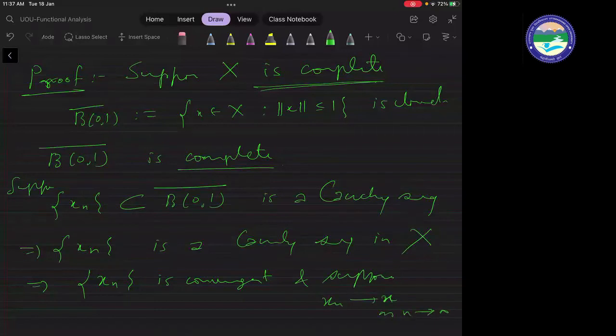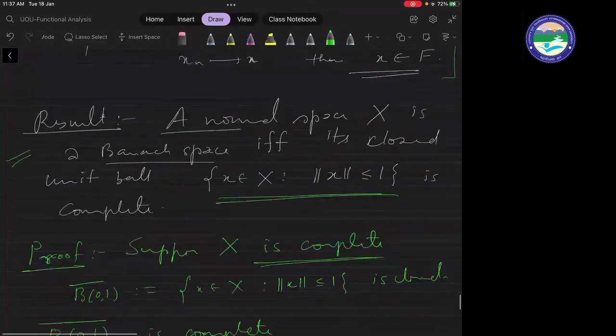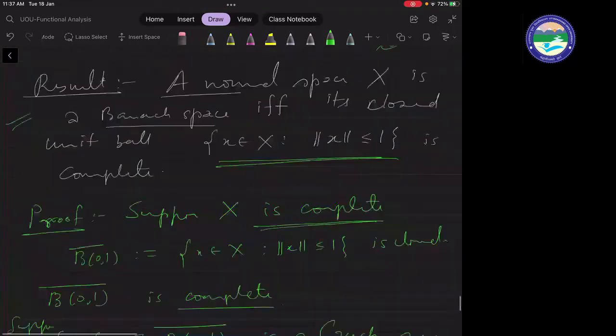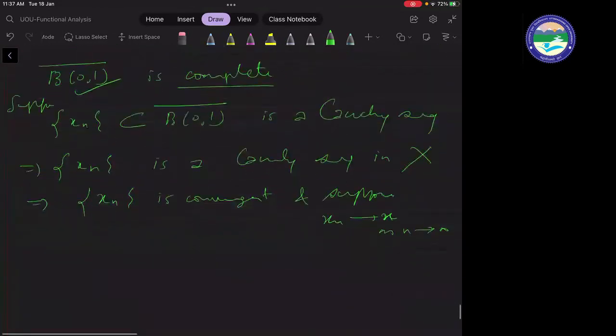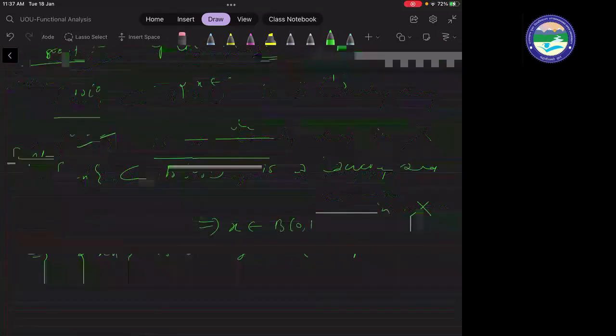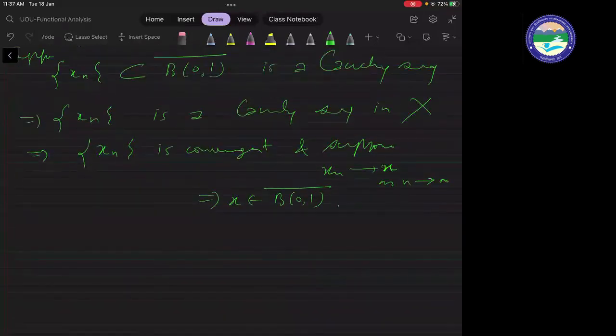By the result above, for the closed unit ball, if xn converges to x, then x belongs to F. F means whichever closed set we had, here the closed set is this one. This implies x belongs to the closed unit ball B01, and we are done. So this means B01 is complete. This part was very easy.